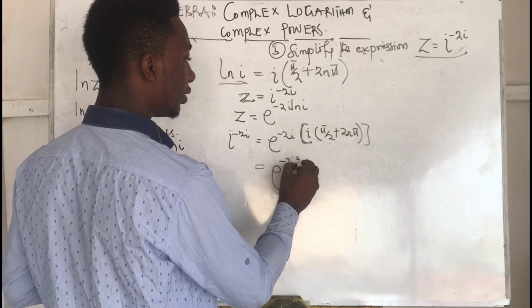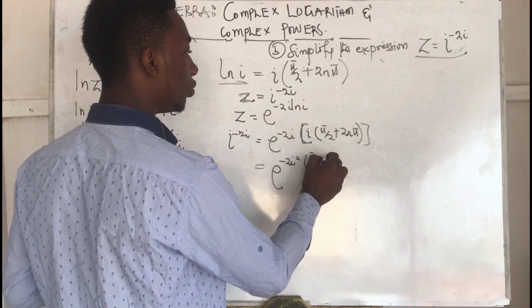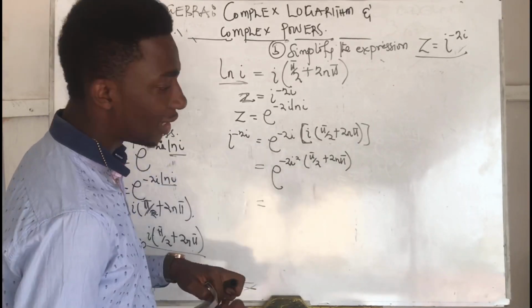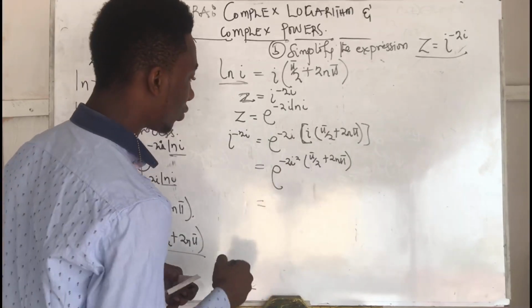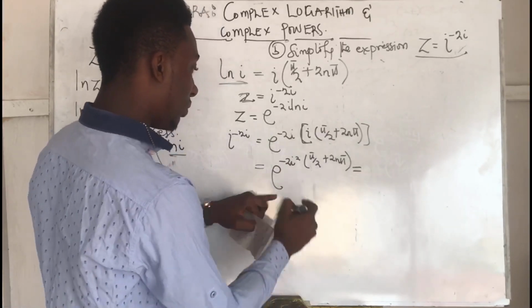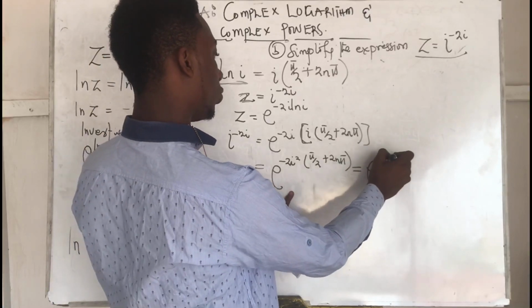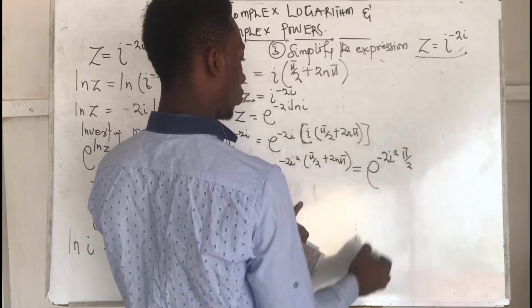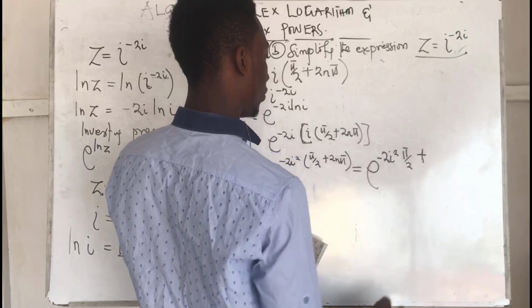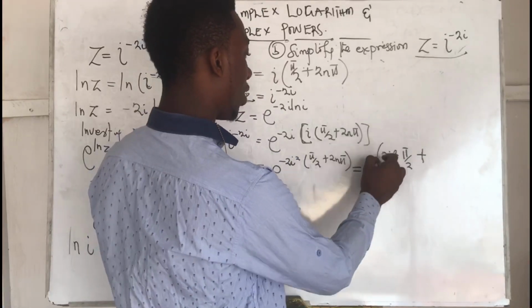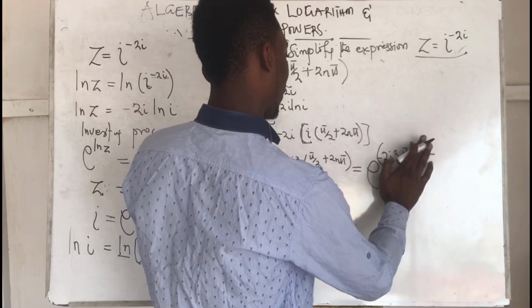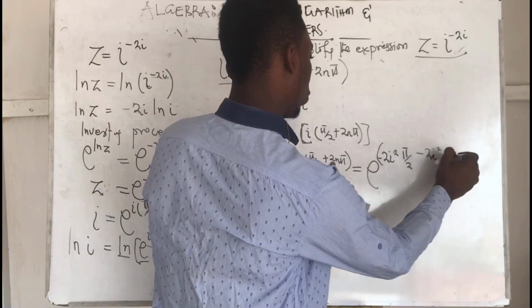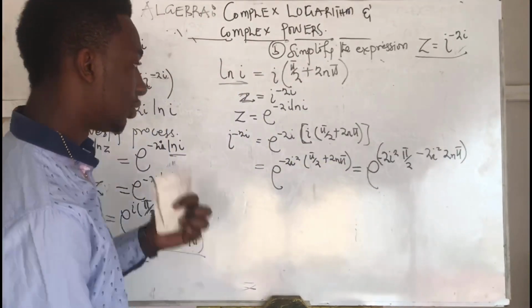negative 2i squared multiplying (pi/2 + 2n pi). So per laws of indices, because it's multiplication here, we can expand it. Let me take it slow for you. Let me expand this one: we get e to the negative 2i squared multiplying pi/2, plus negative 2i squared multiplying 2n pi.